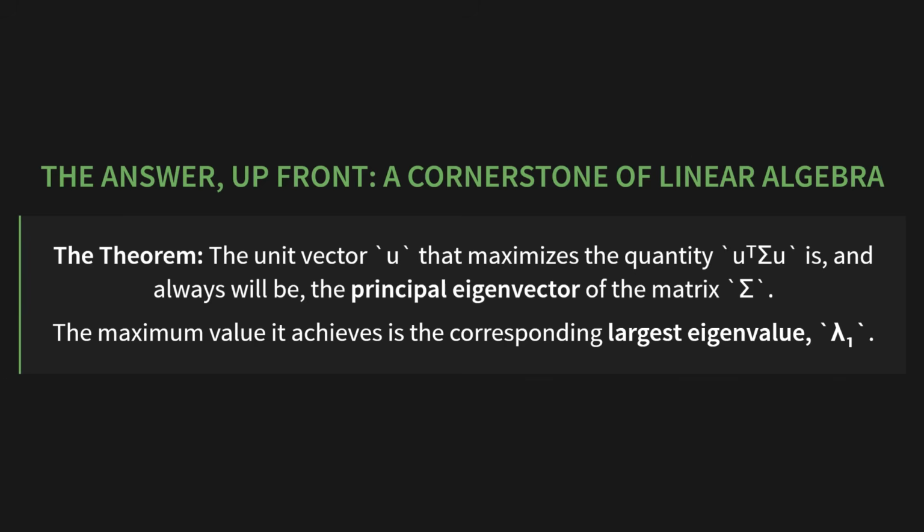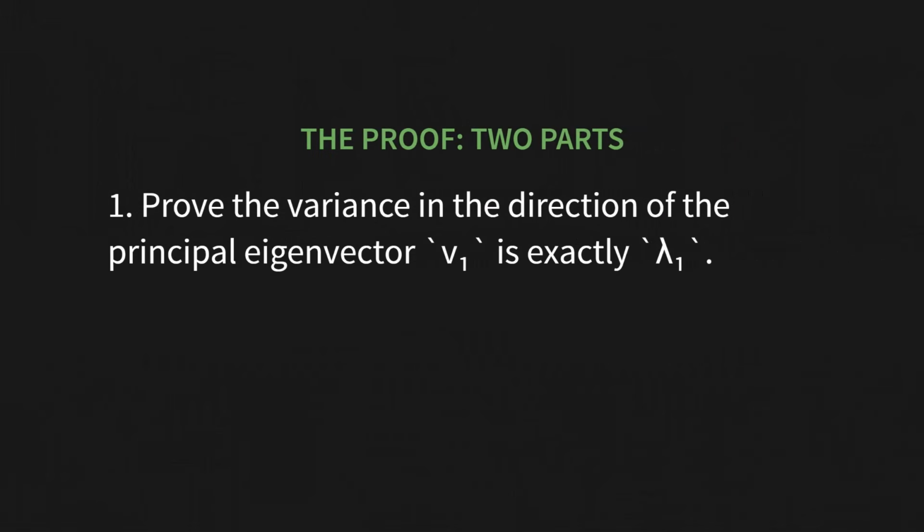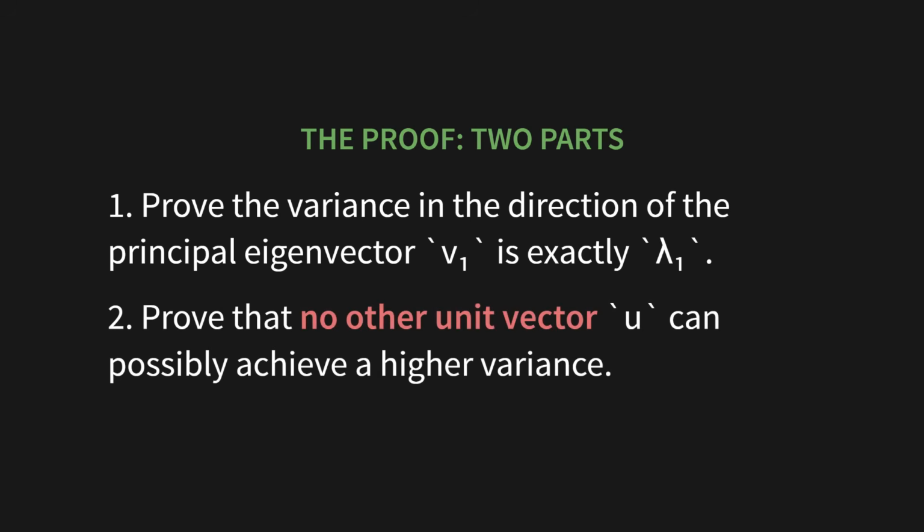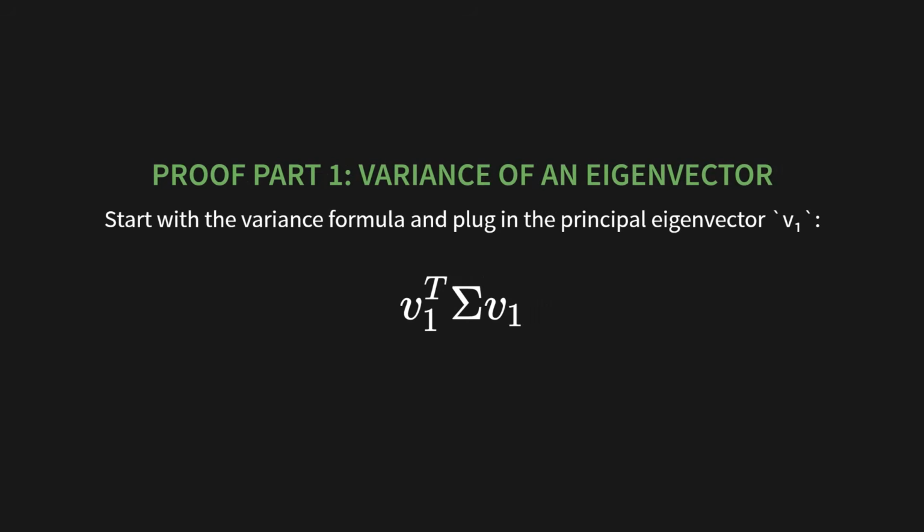So let's prove it. The proof has two parts. First, we'll prove the variance in the direction of the principal eigenvector v1 is exactly lambda 1. And second, we'll prove that no other unit vector u can possibly do better. All right, proof part 1, the variance of an eigenvector. We start with our variance formula, U transpose sigma U, and we just plug in the principal eigenvector v1. So we have v1 transpose sigma v1.